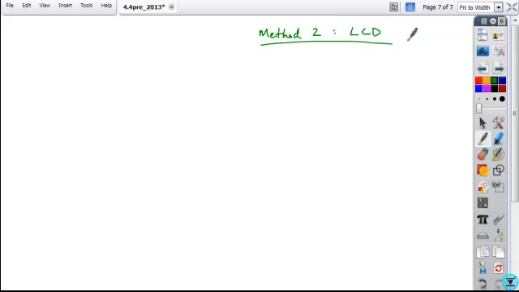And I'll refer to method 2 as either the LCD method or method 2. But I'm going to take the exact same expression.